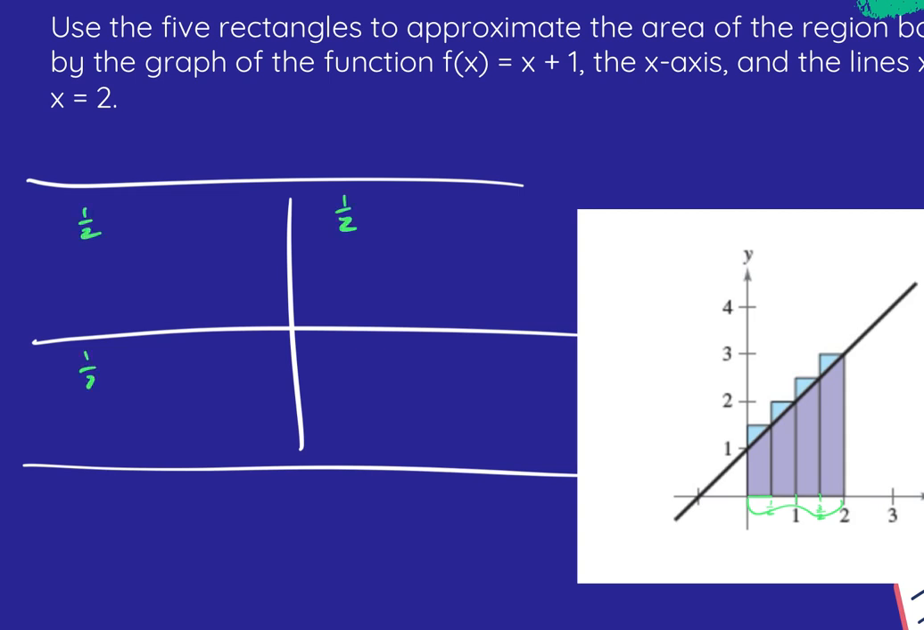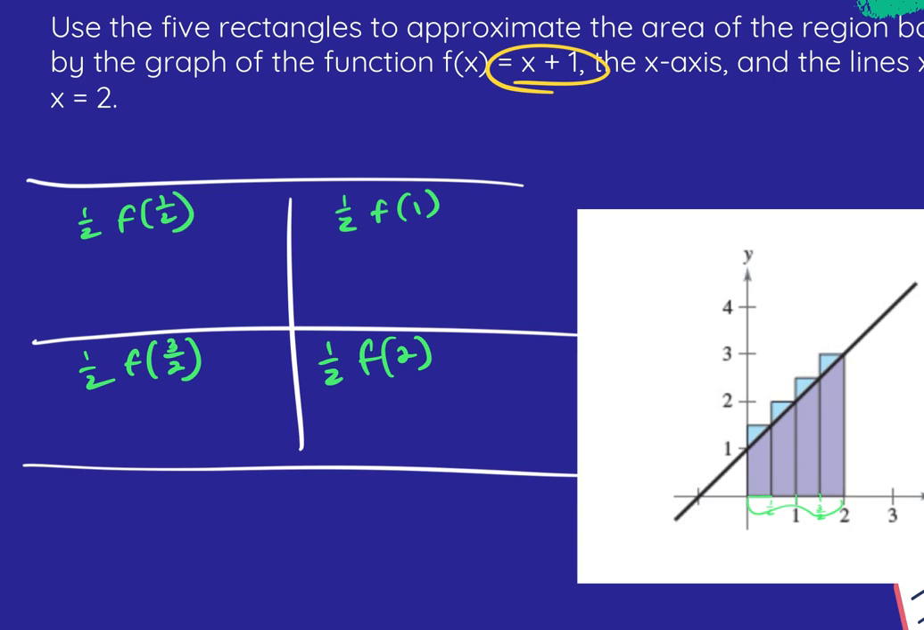When I want to find my length, my width is all 1/2, 1/2, 1/2, 1/2. My length here would be f of 1/2, my length here would be f of 1, my length here would be f of 3/2 or 1.5, you could plug in either one, and my length here would be f of 2. This time my formula is just plus 1. So I'd get 1/2 plus 1, which could be 3/2 or 1.5, whatever it is. You have your calculator, so if you wanted to turn that into 0.5 and 1.5, that's fine too.